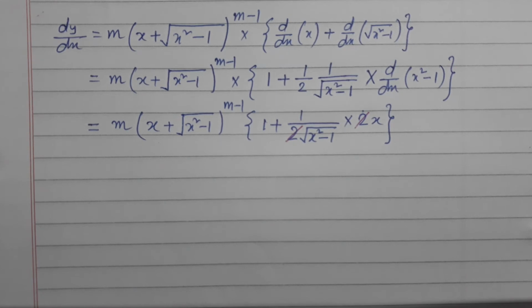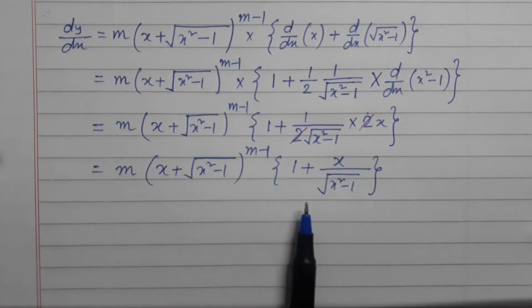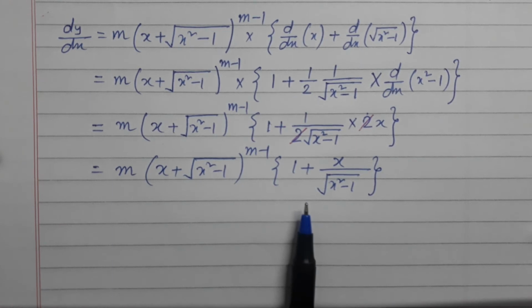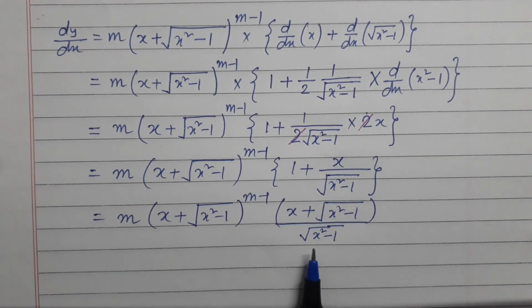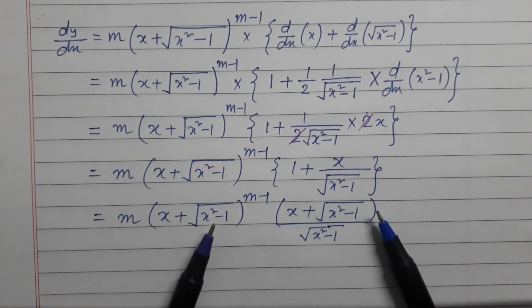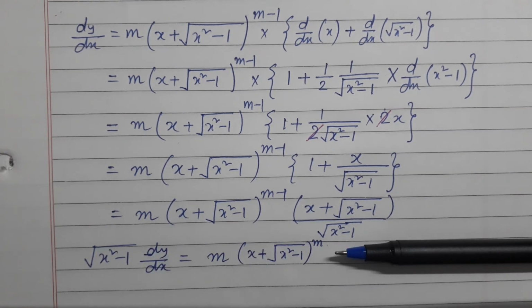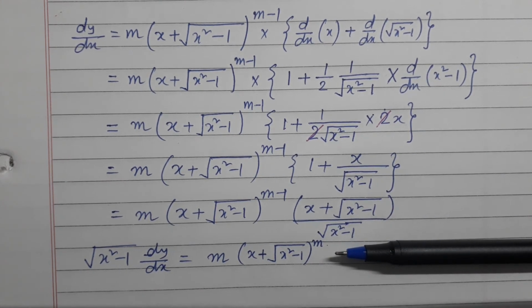Now we can cancel both the 2s, so the resulting factor will become 1 plus x/√(x² − 1). Now we can add both the terms, which will give (x + √(x² − 1)) divided by √(x² − 1). Now we can take √(x² − 1) to the left hand side and multiply these two factors, which will give √(x² − 1) times dy/dx equals m times (x + √(x² − 1)) to the power m.